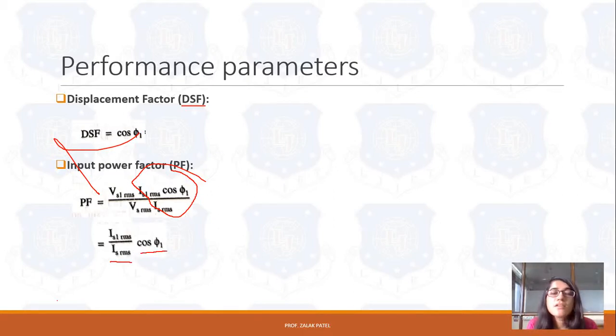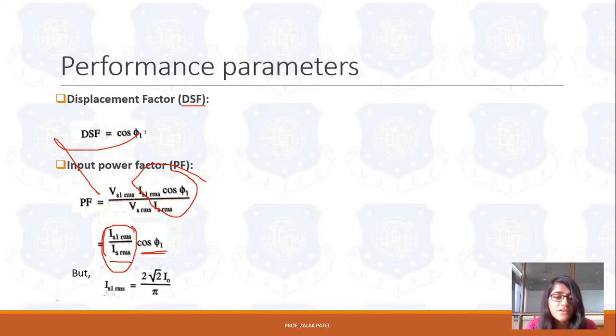Now IS1 RMS means the supply current's fundamental component, and IS RMS is the supply current value. This ratio is nothing but the CDF, current distribution factor. So we can also write this PF as CDF into cos phi 1, means DSF. This expression is the same as for the half wave converter as well as the semi converter, but for this converter the values of the supply current's fundamental component and the supply current are different from the semi converter. Let's see what they are.